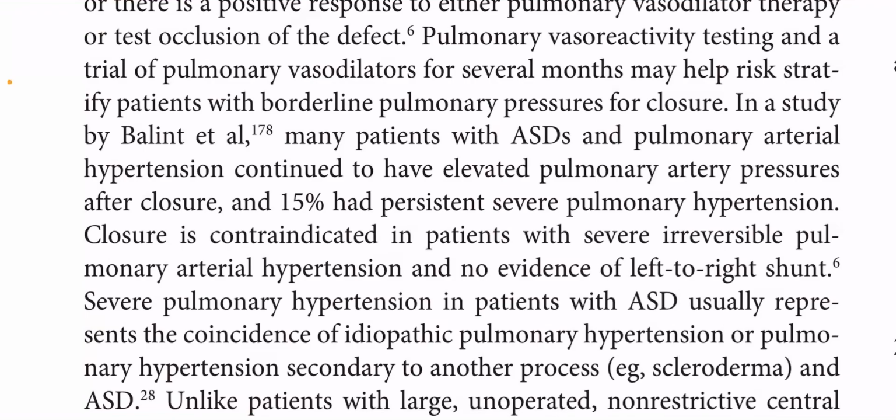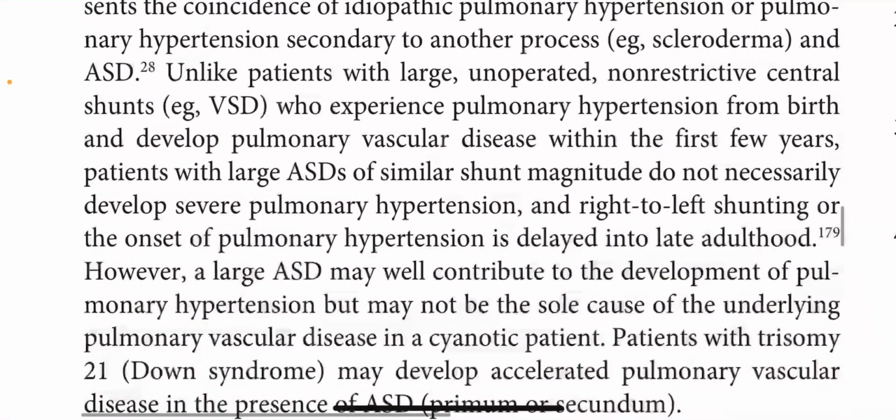Severe pulmonary hypertension in adults with ASD usually represents the coincidence of idiopathic pulmonary hypertension or pulmonary hypertension secondary to another process, for example scleroderma. And ASD, unlike patients with large unoperated non-restrictive central shunts, for example VSD, who experience pulmonary hypertension from birth and develop pulmonary vascular disease within the first few years.